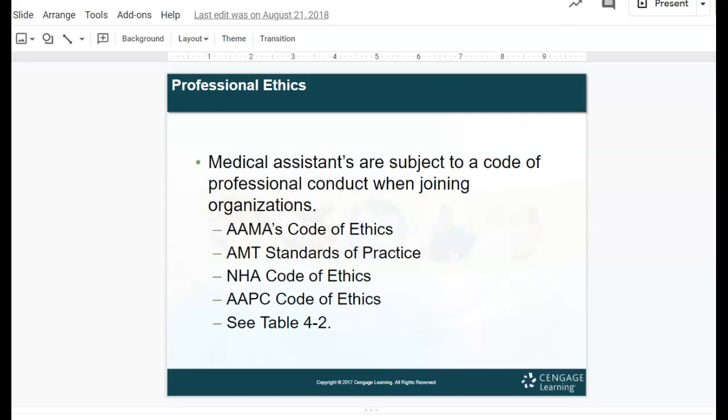So medical assistants are subject to a code of professional conduct when they join organizations like NHA. That's who we work through when we certify. So I really encourage you to check that out. You can check out table 4-2 in your textbook, and it'll give you that information as well.